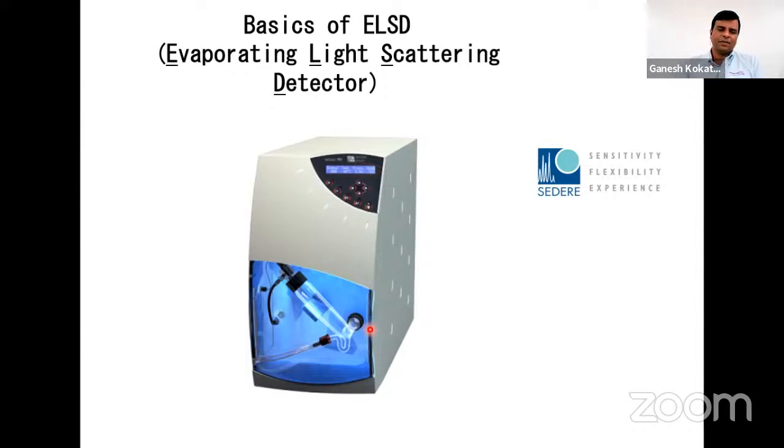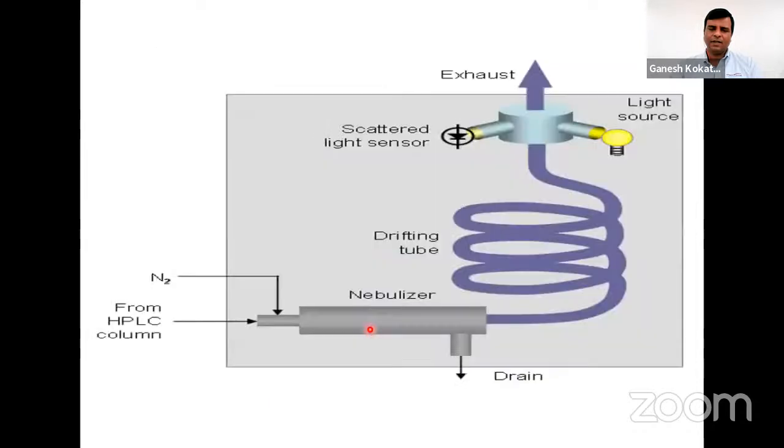The disadvantage of RI is that I'm not able to use gradient mode on RI, it's not compatible with gradient. But on ELSD, it's gradient mode compatible. What is the function of the ELSD itself? When the component comes from the HPLC column, nitrogen is used as a nebulizer gas in the entering tube. After that, there is a drifting tube present over here. It drifts, and after that it goes towards the detection where the scattering happens.